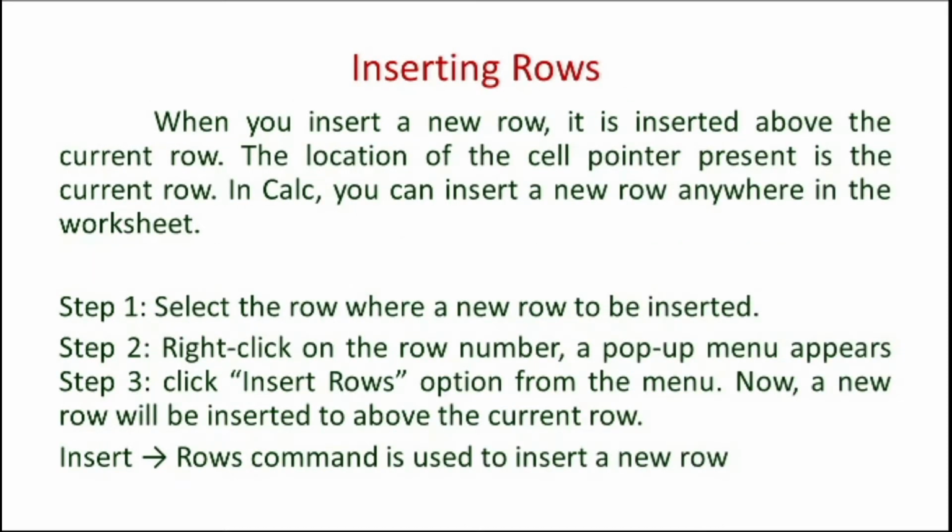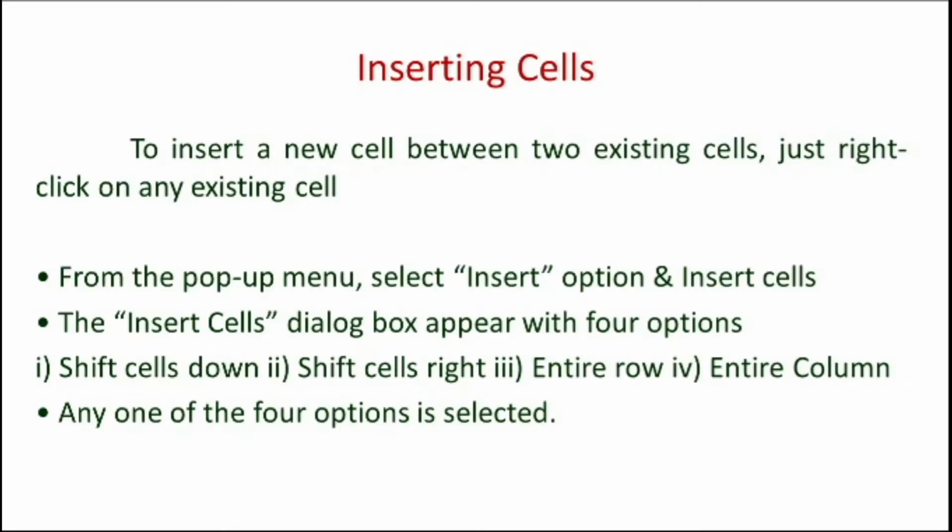Inserting a row. When you insert a new row, it is inserted above the current row. The location of the cell pointer is the current row. In Calc, you can insert a new row anywhere in the worksheet. Step 1. Select the row where a new row is to be inserted in OpenOffice Calc. Then right click the row number. The pop-up will appear. Click the Insert option from the menu. Now a new row will be inserted above the current row. Or you can use the Insert Row command to insert a new row.